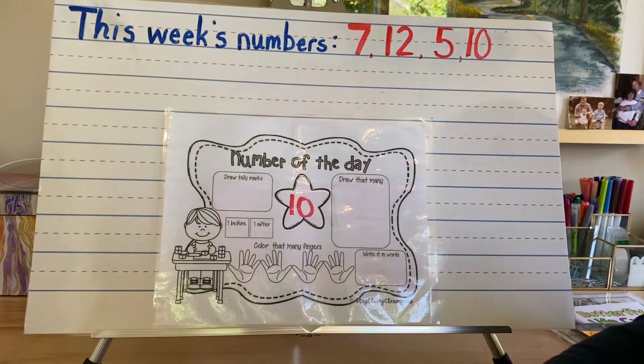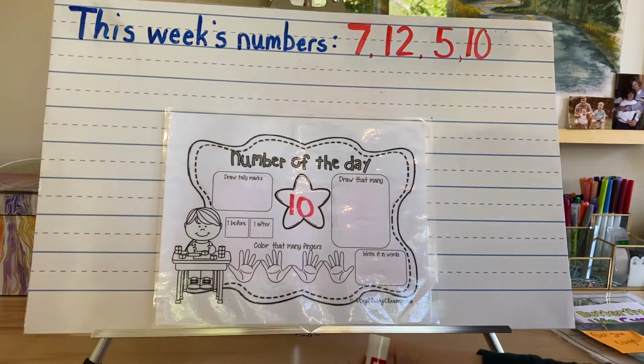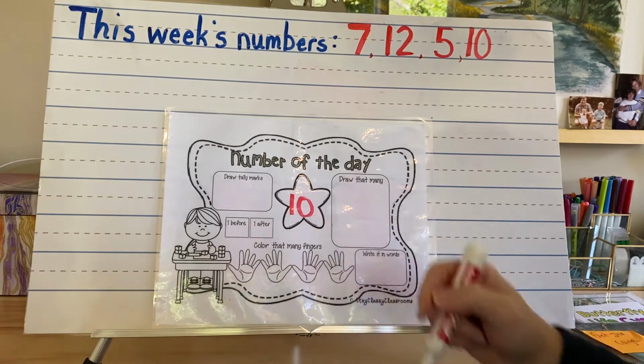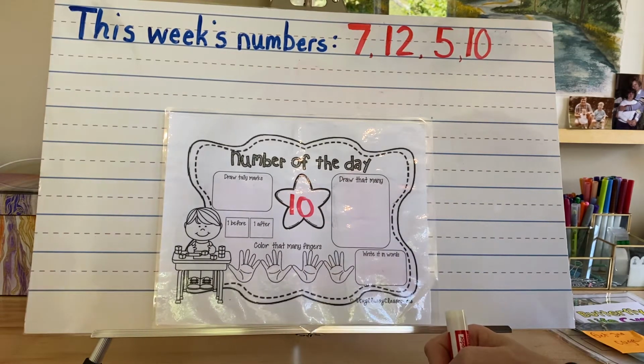Thought this was a good number to follow 5, because when we're counting by 5s, we say 5, 10, 15, 20, and so on and so on. So 10 is a multiple of 5. So let's start with those tally marks.